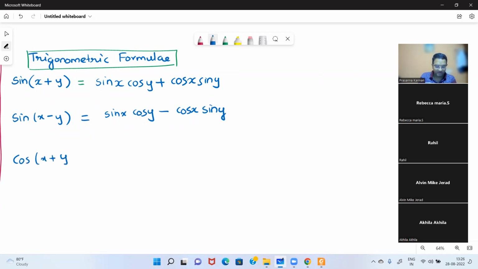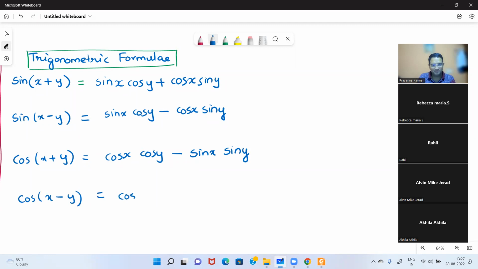What's going to be cos of x plus y? Cos x cos y minus sin x sin y. Yes, so cos of x plus y is cos x cos y minus sin x sin y. Now what's going to be cos of x minus y? Cos x cos y plus sin x sin y. Yes.